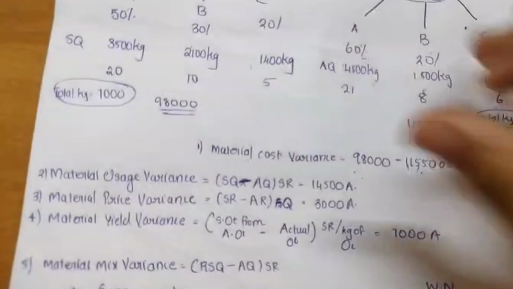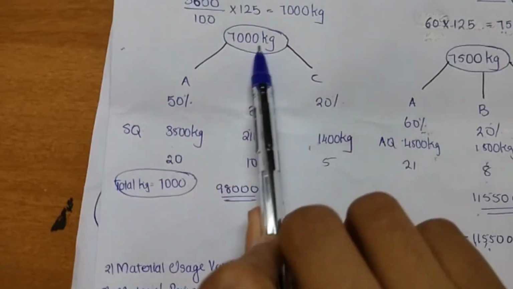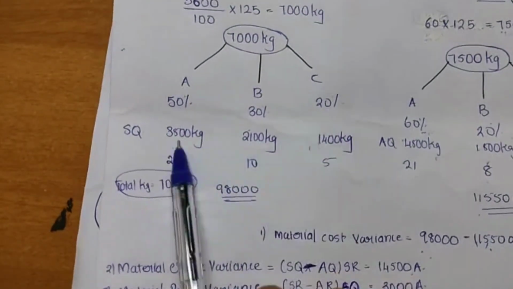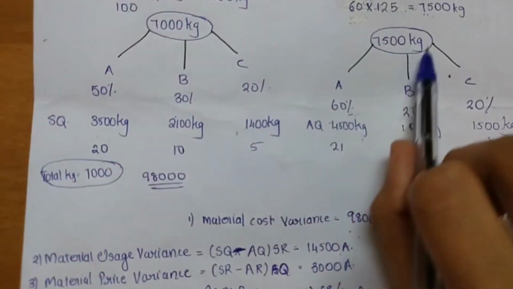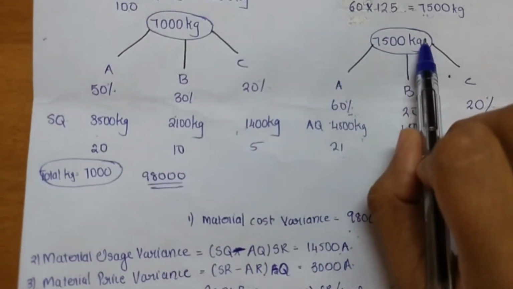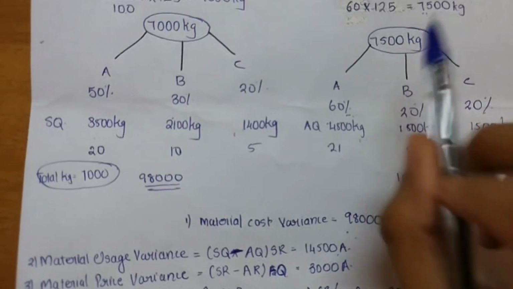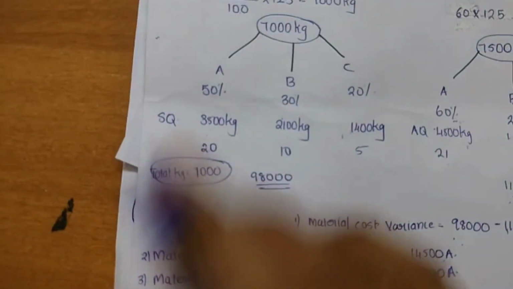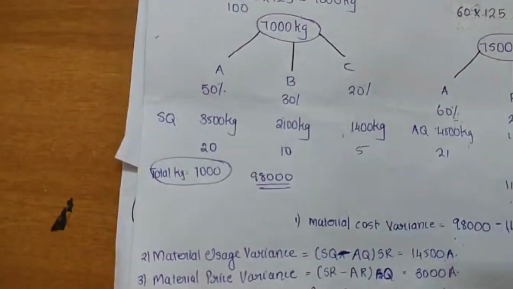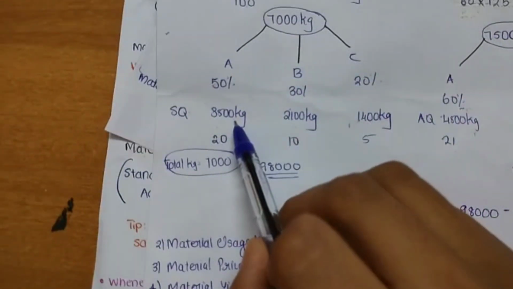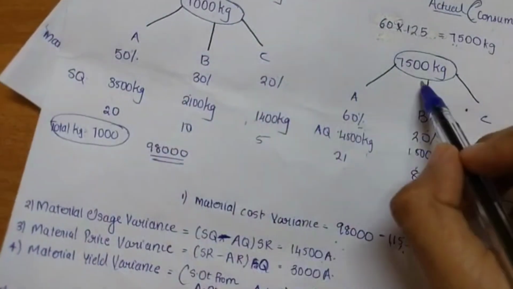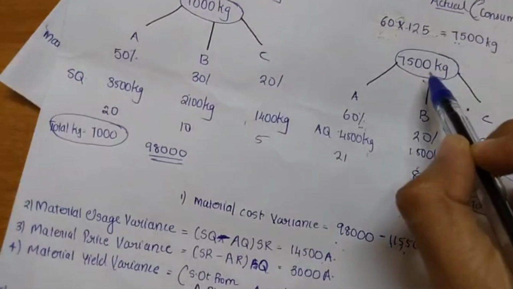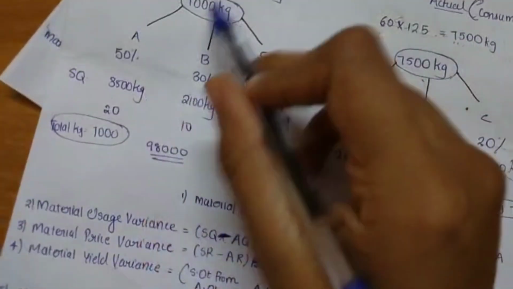Let me show you. See here, 7,000 is the total of these three, right? 3,500 plus 2,100 plus 1,400, you'll get 7,000, right? And this is the total of actual. I want to divide the 7,500 kg in the ratio of standard. That is what we actually mean by revised standard quantity. So what I'm going to do is, 3,500 is of 7,000 only. So 3,500 divided by 7,000 into 7,500, because I want to divide the 7,500 in the ratio of standard data.